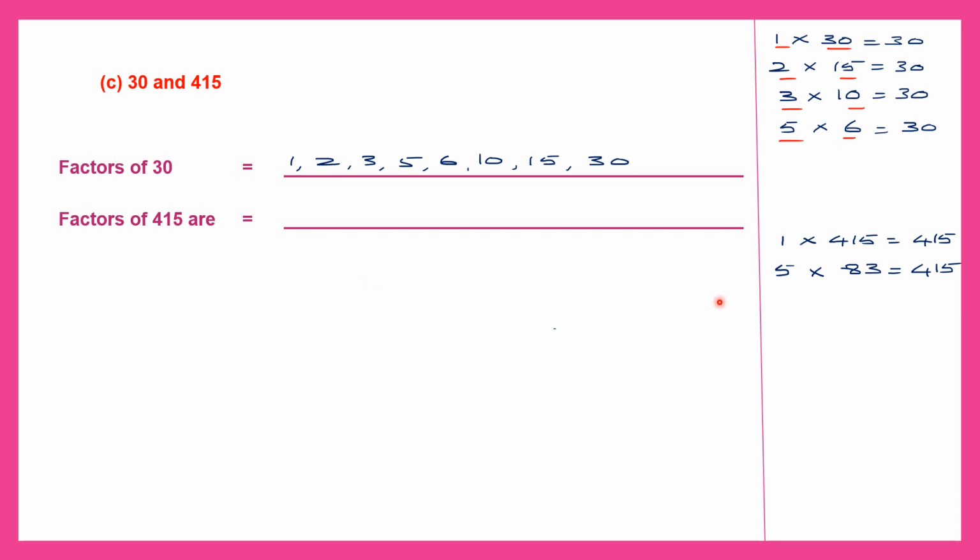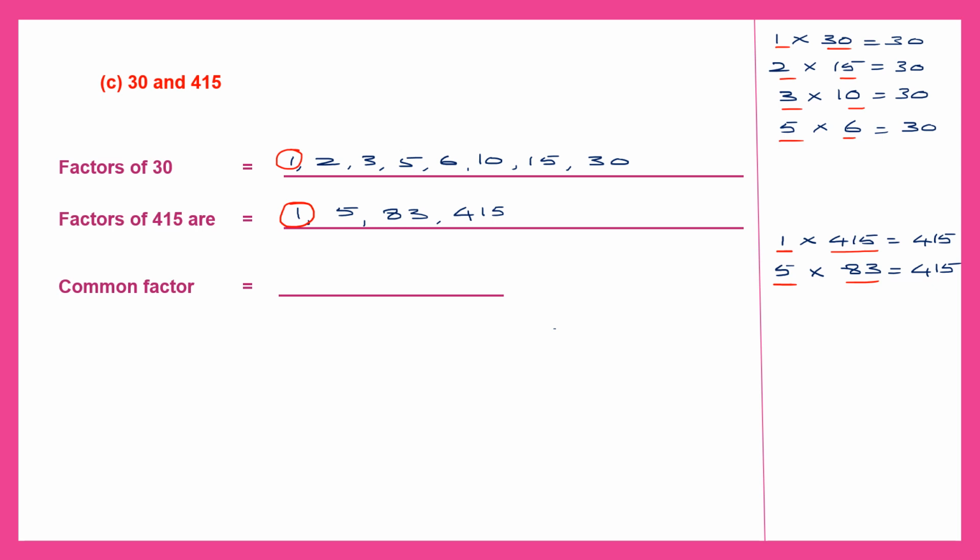So when you try different numbers, you will see that 415 is not divisible by any other number. So these are the only factors of 415. And what are they? 1, 5, 83 and 415. These are the only factors of 415. Now what are the common factors here? Again, let's check and see. So we have 1 that's common.